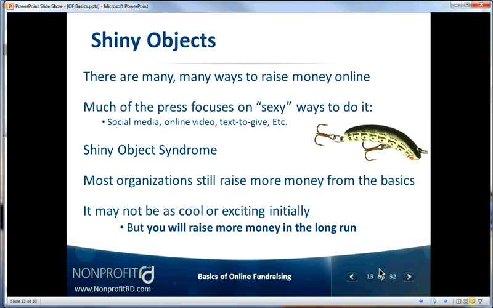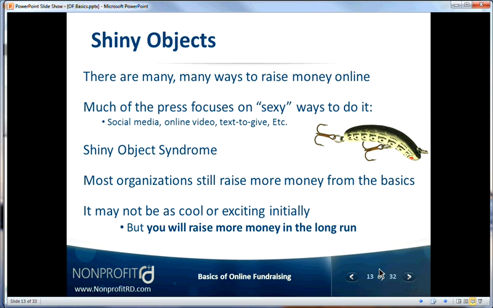And that's what the press usually focuses on, because the press is not going to write articles about somebody sending out a great email series of 4 emails and raising more money than they ever raised. That's just not very exciting. But if somebody does a social media campaign or a video goes viral, that's a lot more interesting. So that's what gets put into the press, and then nonprofits start thinking that's what you need to do to raise money. Well, it's actually not.